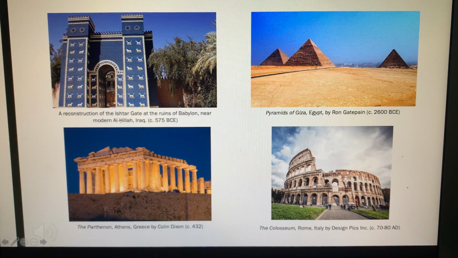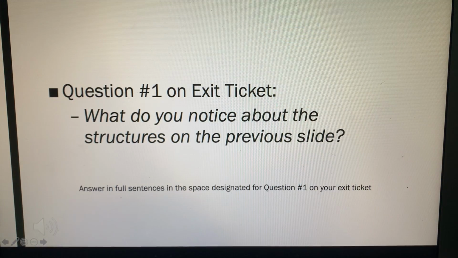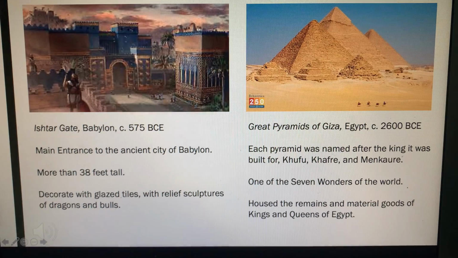Students will begin this lesson by observing ancient architecture, including the Ishtar Gate, the Pyramids of Giza, the Parthenon, and the Colosseum. Students will be provided with an exit ticket upon entering the classroom. They will answer the first question, what do you notice about the structures on the previous slides? I will then discuss some highlight information pertaining to each of these ancient architectural forms.